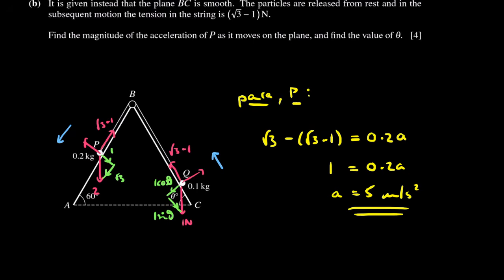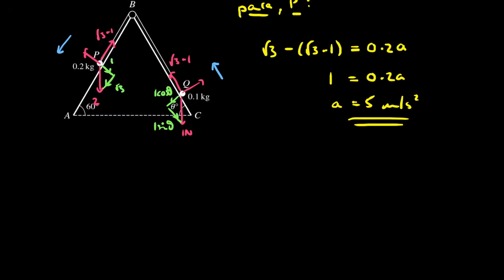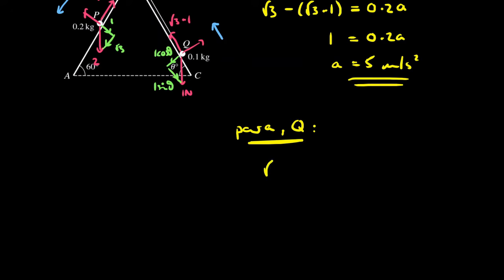All right then, we've got to think about what's happening at Q. So if we resolve parallel to the plane on Q, we've got a tension acting up the plane, which is root 3 minus 1. And we've got a component of weight acting down the plane, which is 1 sine theta. And that will be equal to the mass times acceleration, 0.1 times a. So again, we've done another Newton's second law. We've found the resultant force, which is tension acting up minus the weight component acting down, is equal to mass times acceleration. So now we just need to simplify this.